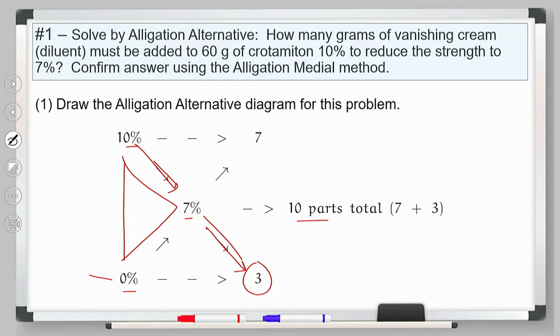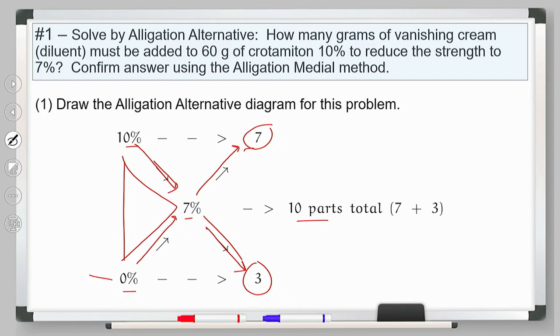Okay? Now let's do the same thing starting with the 0, but going up. So an arrow going up from 0 to 7, and then up again so that it's even with the 10%, but going to the right. So let's cross subtract. The higher number is 7. What is 7 minus 0? 7. And remember, it's 7 parts, not percent. So we have a 7 here and a 3 there.